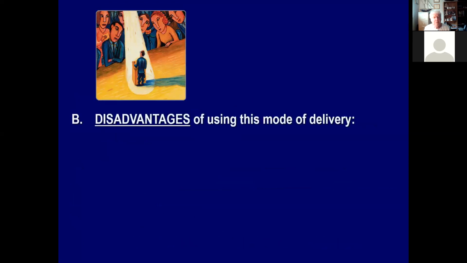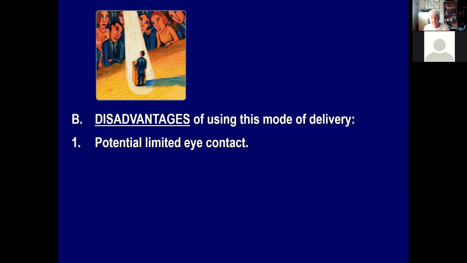However, there are disadvantages to the manuscript mode of delivery in regard to presentation. I'm going to take a look at those. One is potential eye contact. You see, you've written it out. You're going to read it. And all too often, what happens is that people look down and they forget about the audience in front of them. They are looking down and they are just reading it, reading it, reading it.